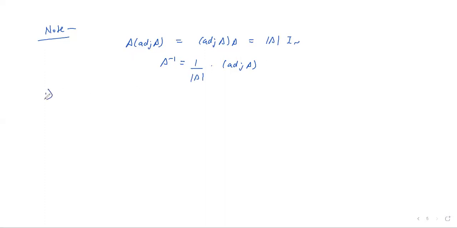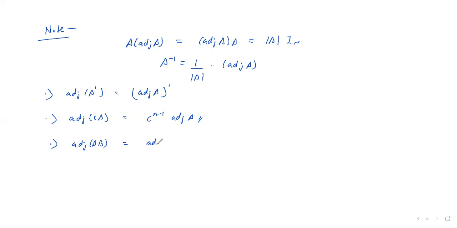There are some properties for the adjoint too: the adjoint of A transpose and the transpose of adjoint of A are equal. Adjoint of cA is equal to c to the power n minus 1 into adjoint of A. This is important. And the third is that the adjoint of the matrix multiplication of two matrices, AB, is equal to adjoint of B into adjoint of A.